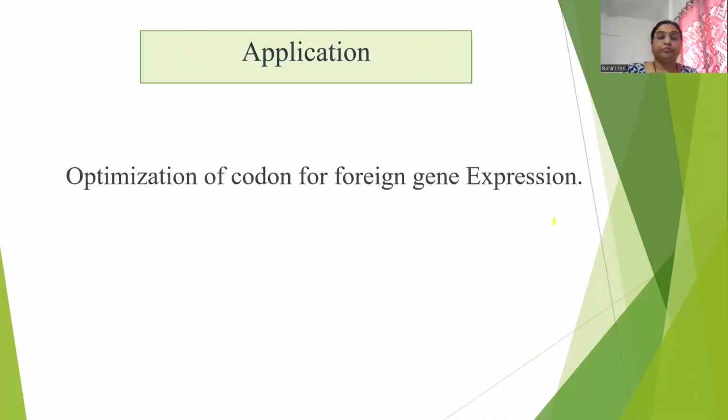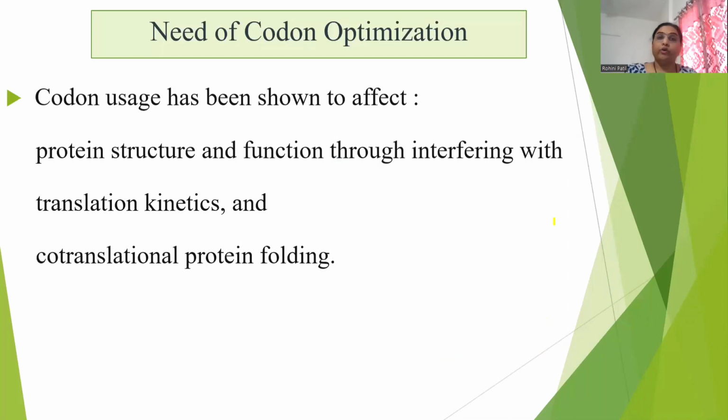Now here this codon use bias is used for the optimization of codons for foreign gene expression. Now, the need of codon optimization: why is codon optimization required? Because codon use bias is observed to affect protein structure. Codon use bias is going to affect protein structure and function by interfering with translation kinetics and co-translational protein folding.